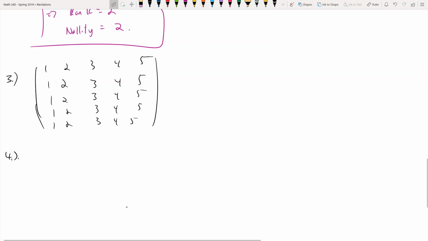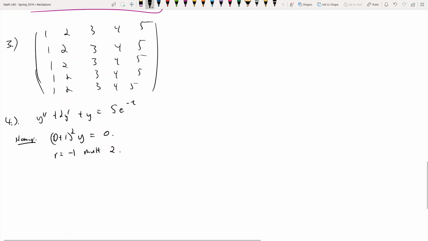Okay, number 4 is a really simple diffy Q. All right, y double prime plus 2y prime plus y is equal to 5e to the negative t. I'm going to set it up. I didn't solve for the particular constant, but it shouldn't be that bad. So, right, the homogeneous equation is D plus 1 squared applied to y is equal to 0. So r is going to be negative 1 with multiplicity 2. And then y homogeneous is c1 e to the negative t plus c2 t e to the negative t.